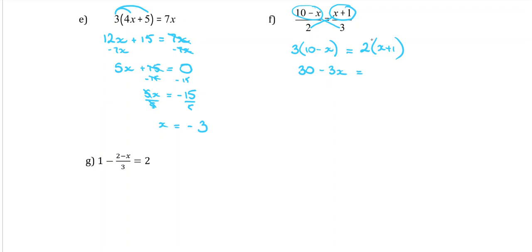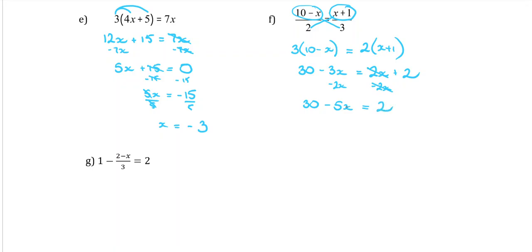Equals. Expand the other side. 2 times x is 2x. 2 times 1 is 2. Now, we have x's on both sides, so let's take the one on the right-hand side and subtract it away, so that we're collecting them up on the left side. We have 30, minus 3x minus 2x more makes minus 5x, equals 2.